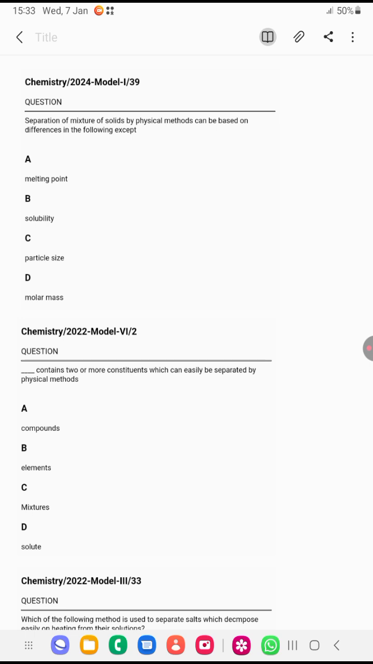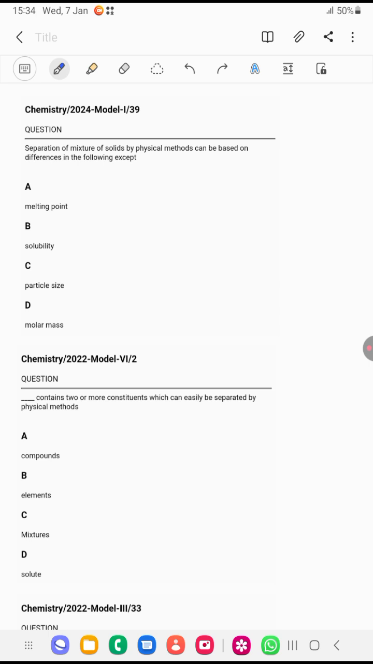The separation of mixture of solid by physical method can be based on differences in the following except A, melting point. We can use melting point to separate solid. B, solubility. B is not the answer. C, particle size. No. You can use particle size to separate solid. But D, molar mass. D is the answer. Molar mass is not a physical property, it's a chemical property. So the answer here is D.